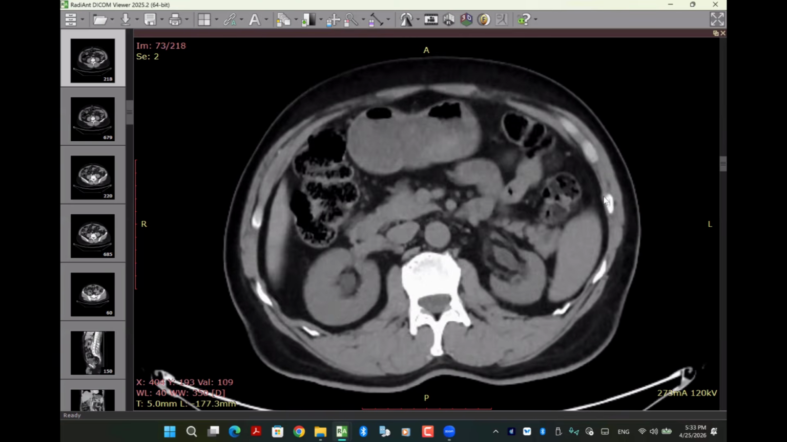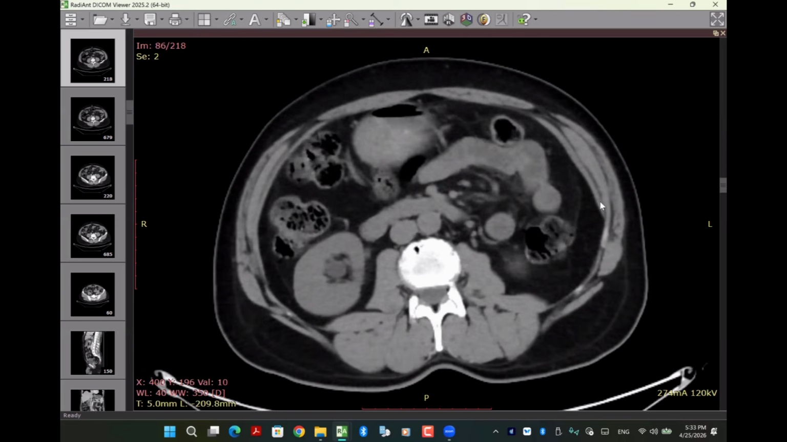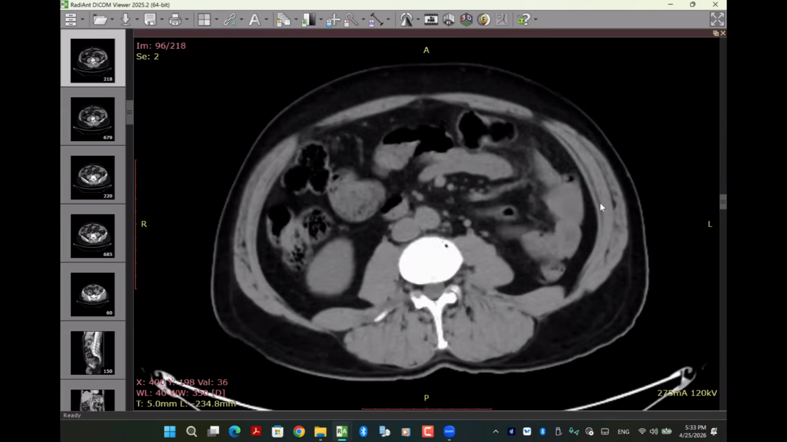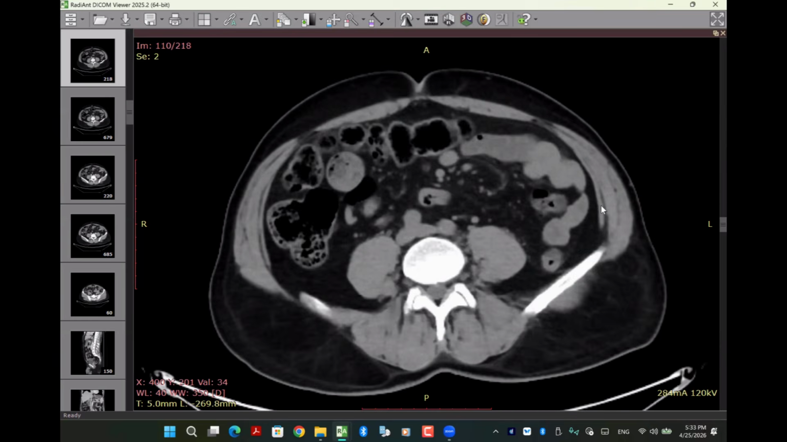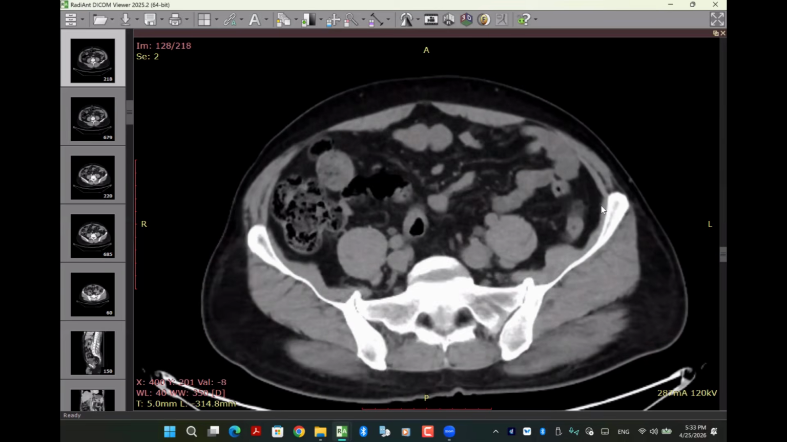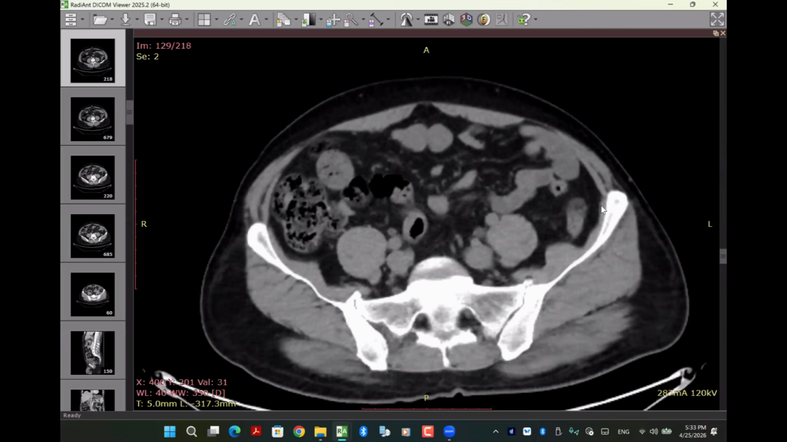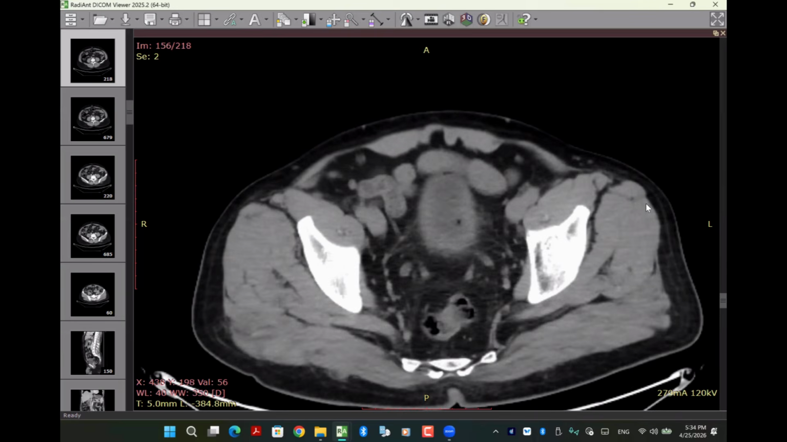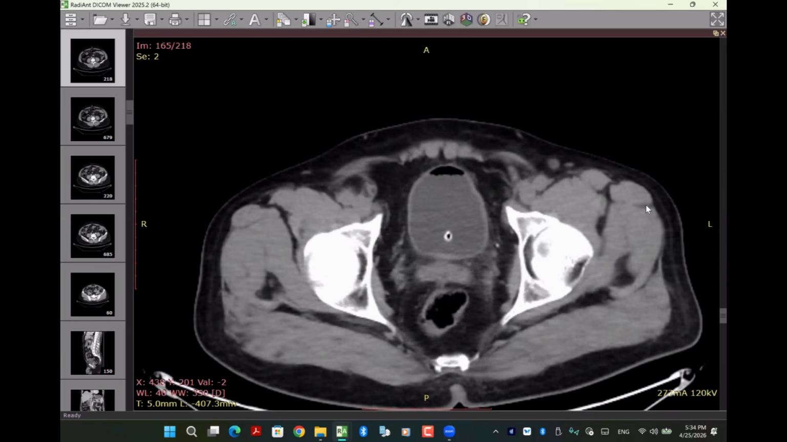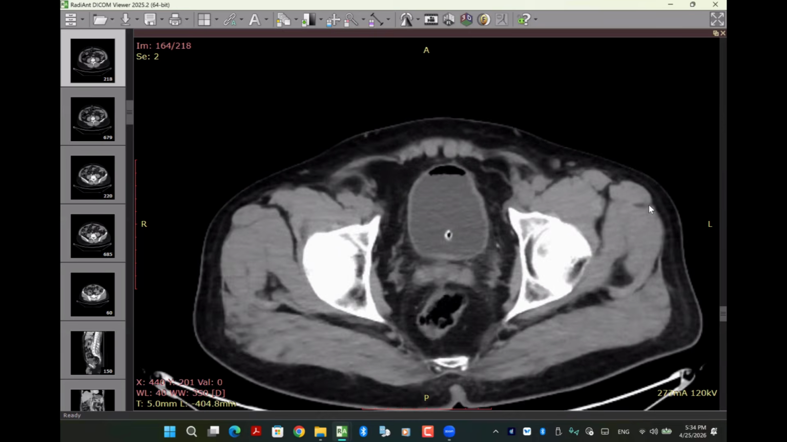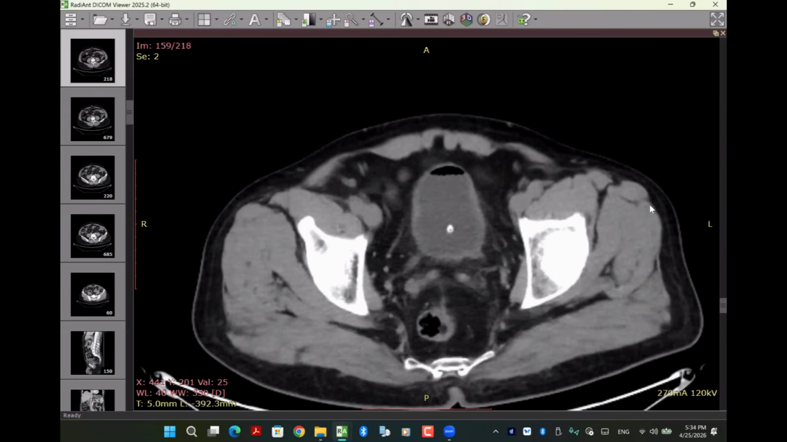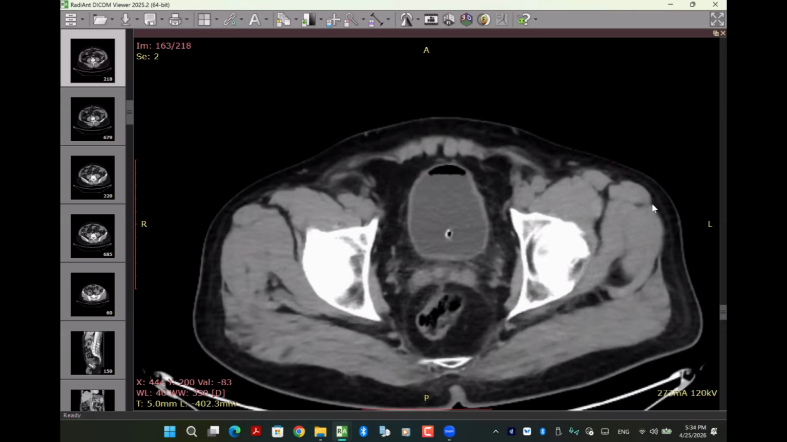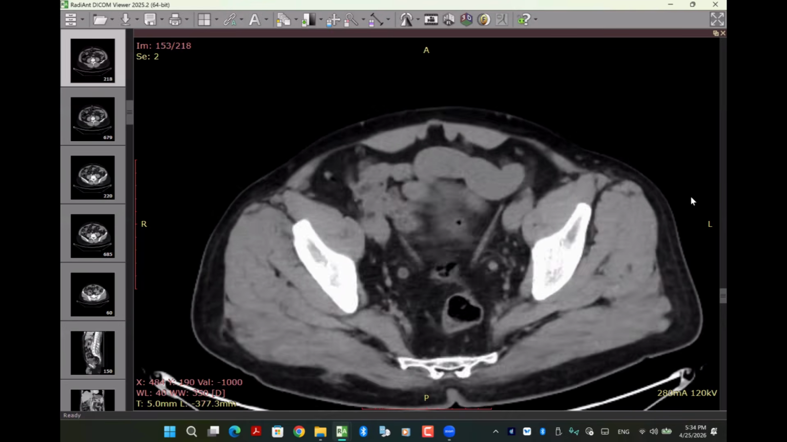Here I can see hydronephrosis on the right side. The right ureter is mildly dilated. I'm looking for any stone on the right side, and I'm going down inferiorly. Here I can see the right ureter is dilated, and the urinary bladder is also catheterized, but I could not see any stone on the right side.